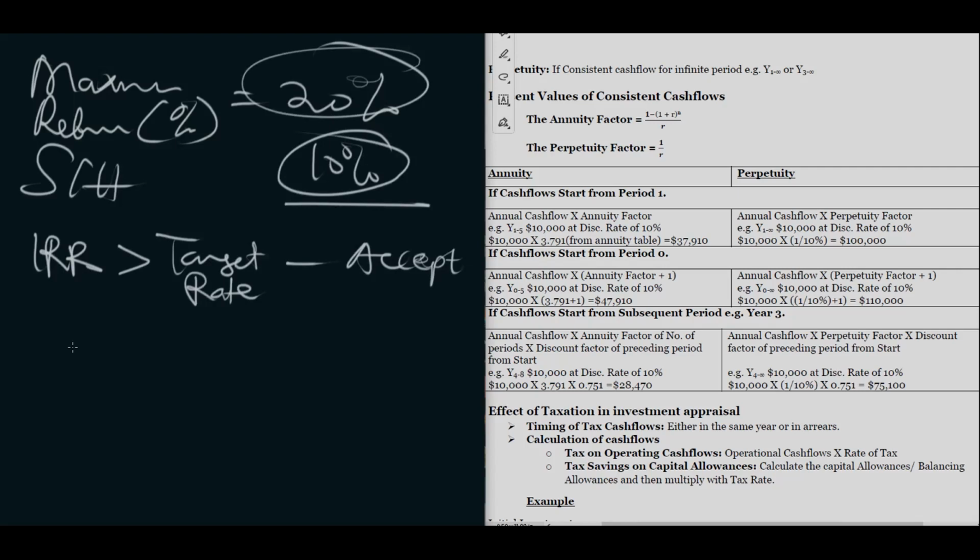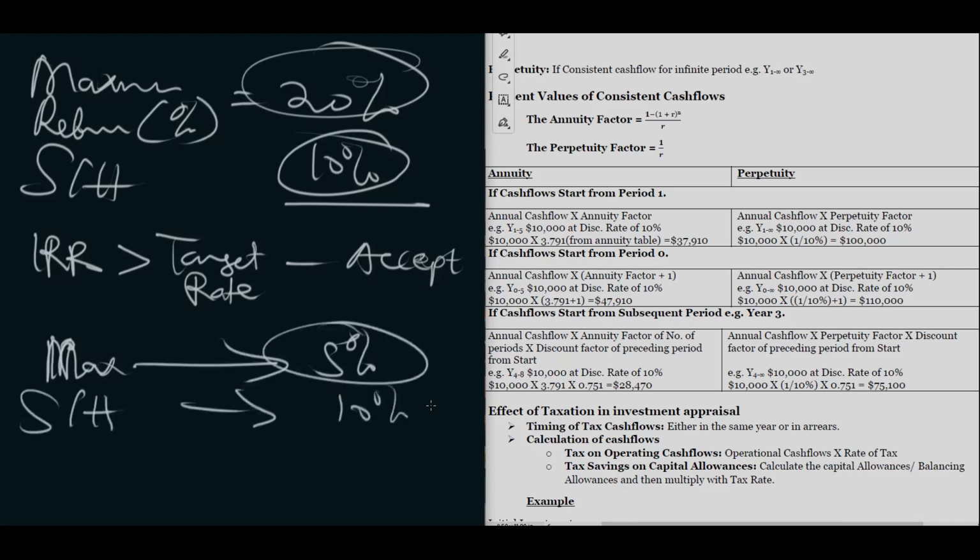Now, when you go the other way around, what if the maximum return the project can give is only 5%, but shareholders want 10%? So if the maximum you can give is only 5%, then I won't accept because I want 10%. I will lose. So we say where IRR is less than the target rate, you reject the project.